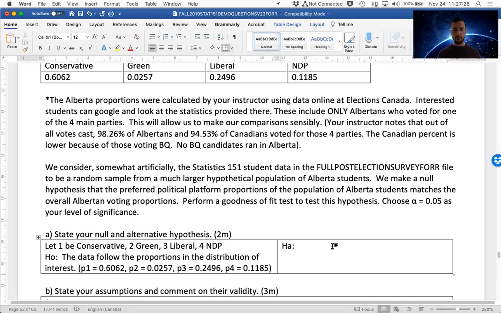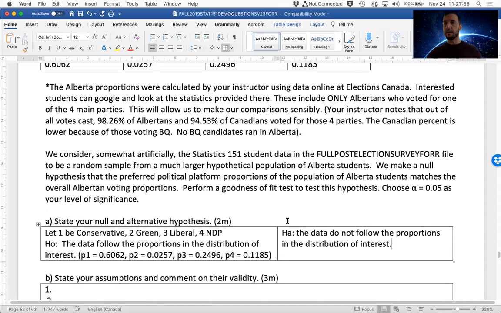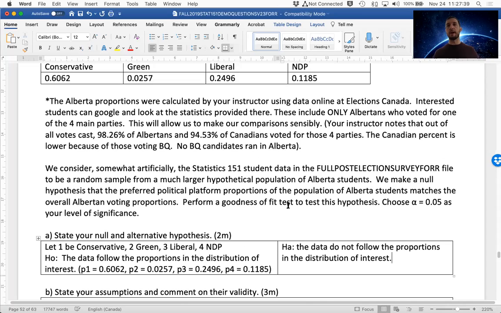The alternative here would just be that the data do not follow the proportions in the distribution of interest. Okay, so basically the alternative is just that this isn't true. There is no evidence to suggest that these proportions are being met. Now that could mean that one proportion is off and the others are close, or 2 proportions are off and the others are close, or all 4 are just way off. Okay, so we have a lot of different outcomes that could correspond to not following those particular proportions.